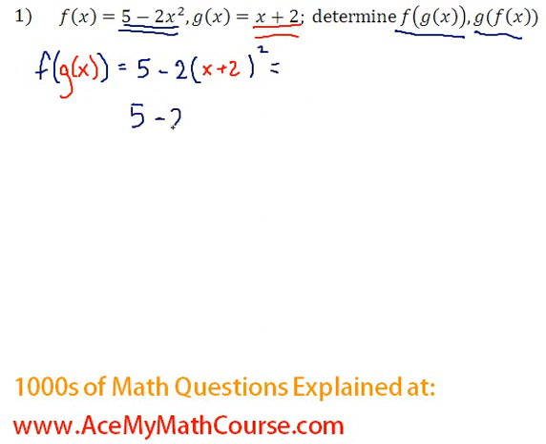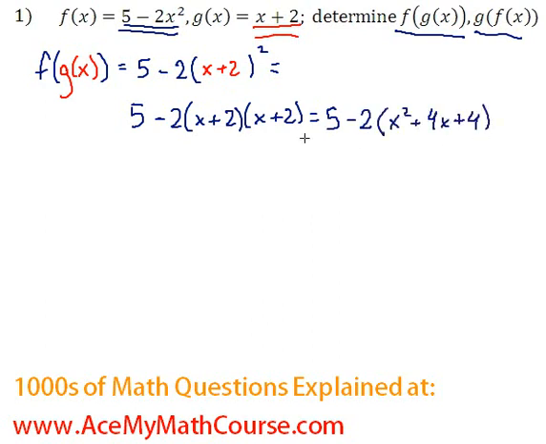So we have 5 minus 2. Here we have x plus 2 times x plus 2, right? Because it's squared. And once I FOIL this and simplify, so once I distribute the x plus 2 times x plus 2, we're just going to get x squared plus 4x plus 4. Okay, now I can distribute the negative 2. So negative 2 times x squared, negative 2x squared, negative 2 times 4x, negative 8x, negative 2 times 4, negative 8.